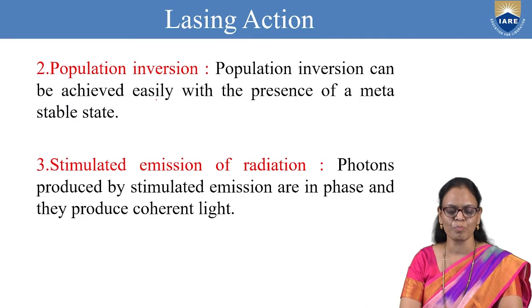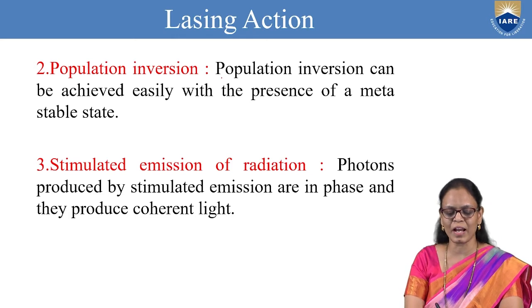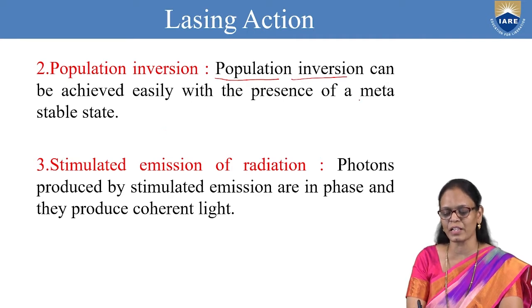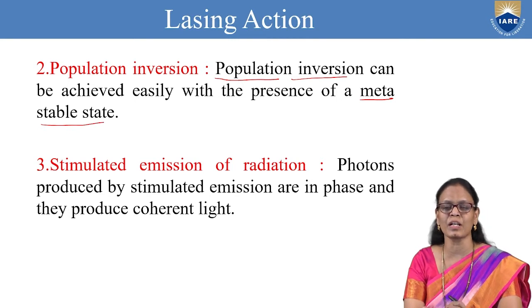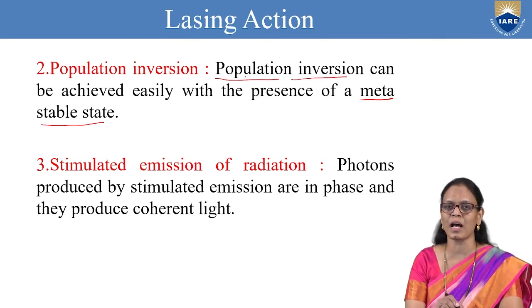Next comes the population inversion. Population inversion can be achieved easily with the presence of a metastable state. So first we will have to understand population, then we will see what is population inversion and how it can be achieved with the help of a metastable state. This is one thing which we have to be very clear about to understand laser. So population always represents the number of atoms that are present in a given state.